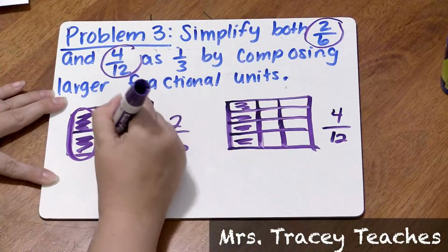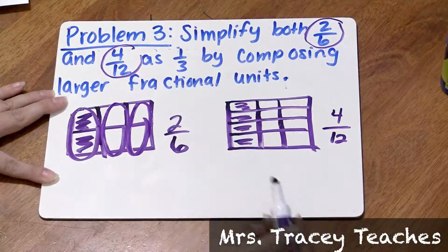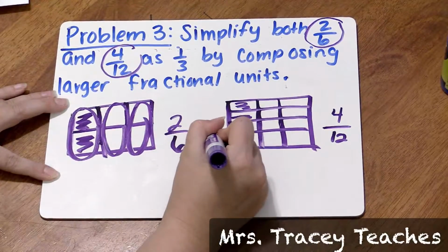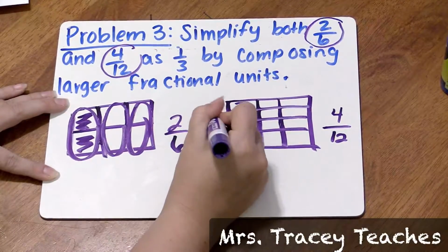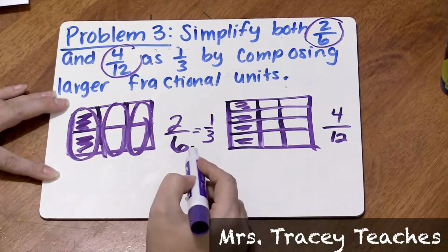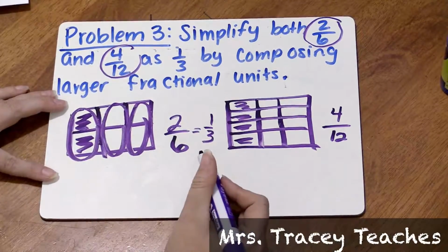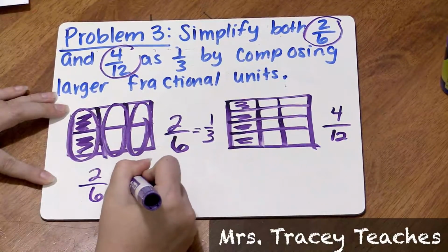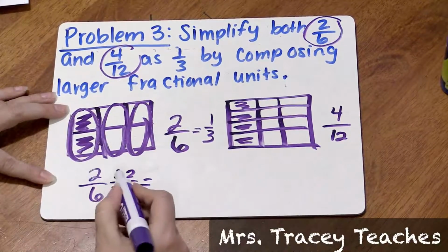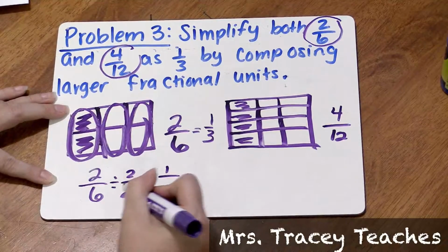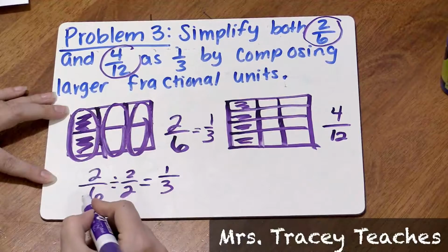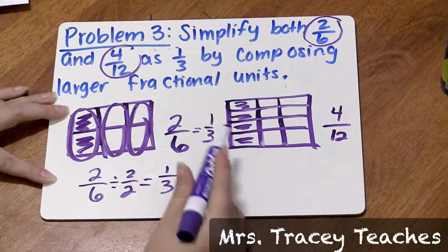So 1, 2, 3. I have 3 groups of 2, but how many are circled? 1. So I have 2/6 equals 1/3. I can check that by dividing. So 2/6 divided by 2. 2 divided by 2 is 1. 6 divided by 2 is 3. So 2/6 equals 1/3.